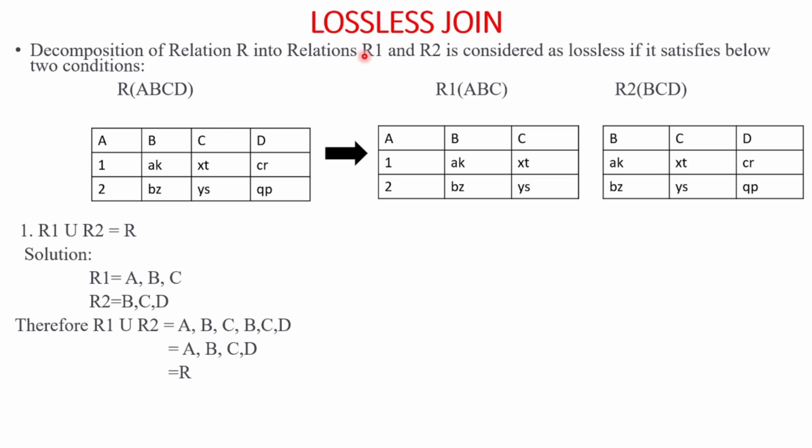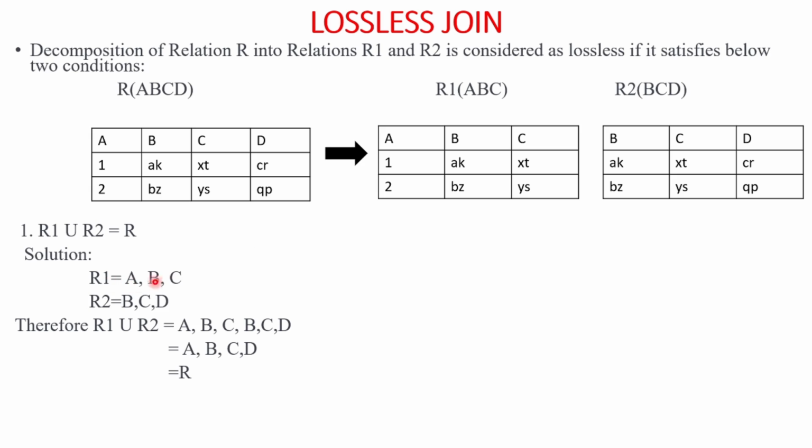Decomposition of relation R into relations R1 and R2 is considered lossless if it satisfies the below two conditions. The original table R is divided into two smaller tables, which is called relational decomposition. So R is divided into R1 and R2, where R1 has attributes A, B, C and R2 has the attribute set B, C, D. Now the first condition to be satisfied for a lossless join is that R1 union R2 should be equal to R. Now R1 is ABC. You can see the attribute set of R1 is ABC. It has three attributes A, B and C.